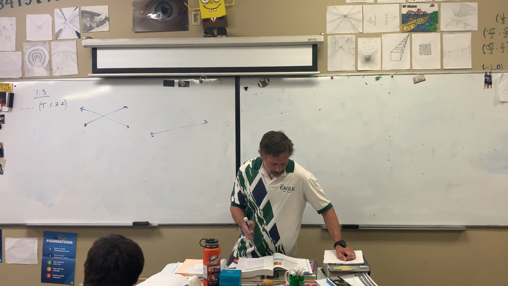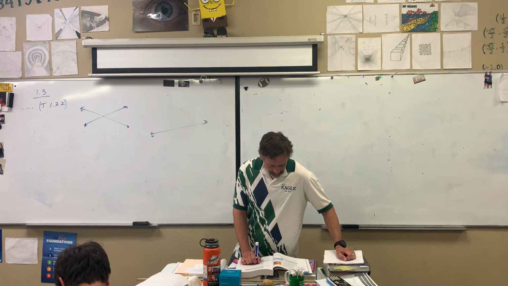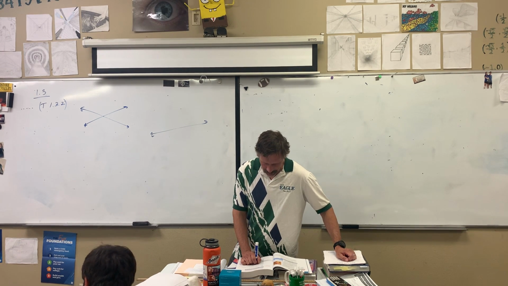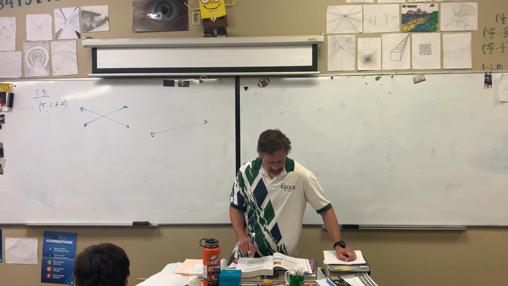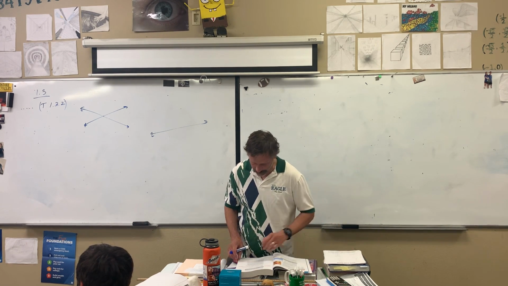So let's actually go back to page 14. A postulate system is consistent if its postulates do not contradict one another. If two postulates of a system have opposite meanings, the system would be inconsistent and therefore defective. Okay, so consistent means its postulates do not contradict one another.